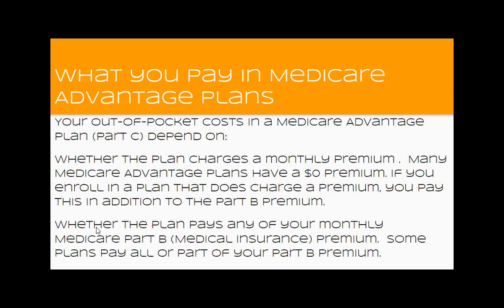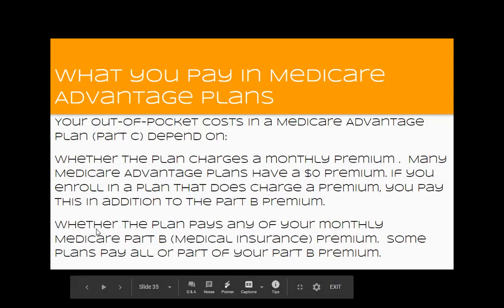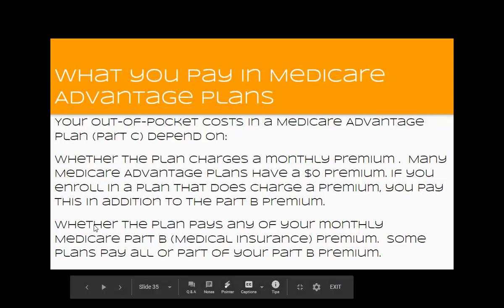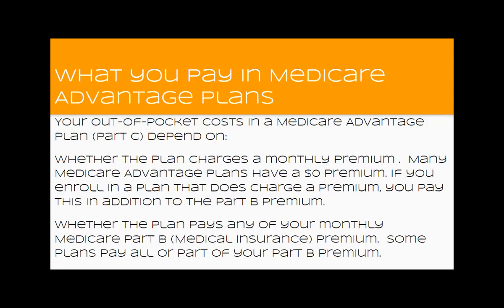And some plans pay all or part of your Part B premium. Well, that used to happen. They stopped that on January 1st of this year. So if you were eligible for Medicare from 2019 on back, you can get one of the plans that will cover your Part B premium. But anybody who just turned 65 from January 1st on up can't get that plan. So that's one of the things that changes every year.